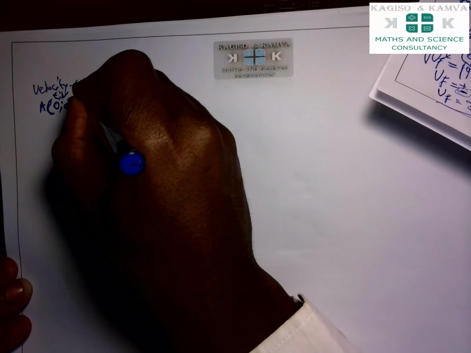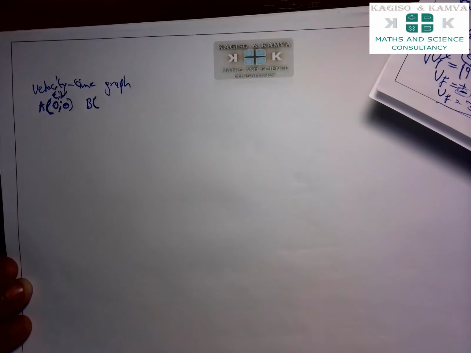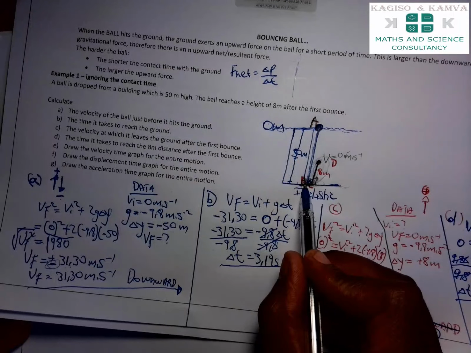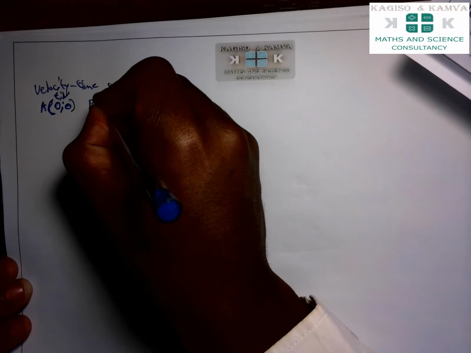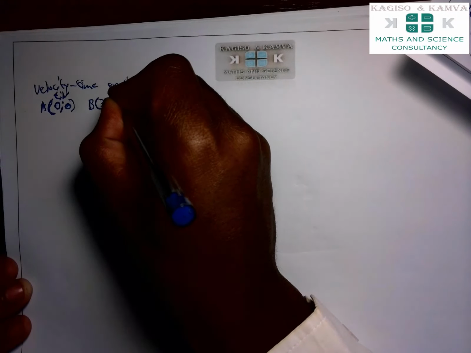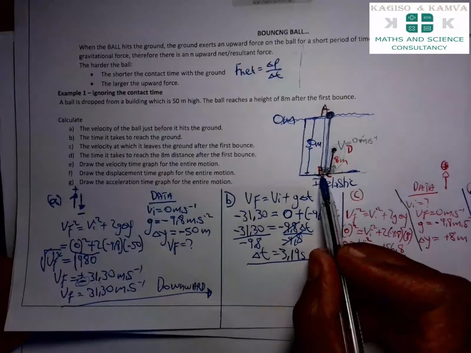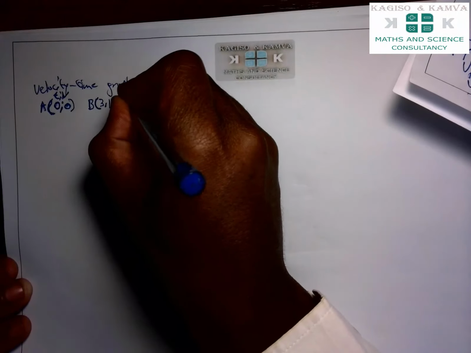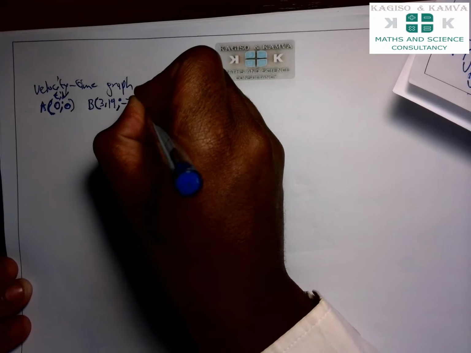So I'm going to have another point which is B, when it hits the ground. What is the time when it hits the ground there? That is 3,19 seconds. Now what is the velocity at B there? The velocity at which it hits the ground is negative 31,30.